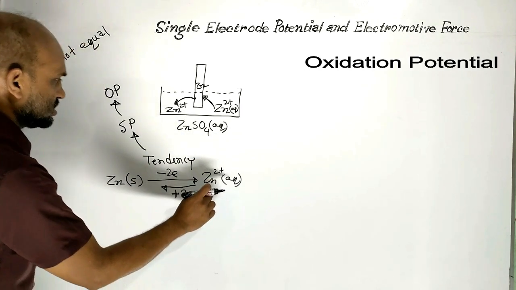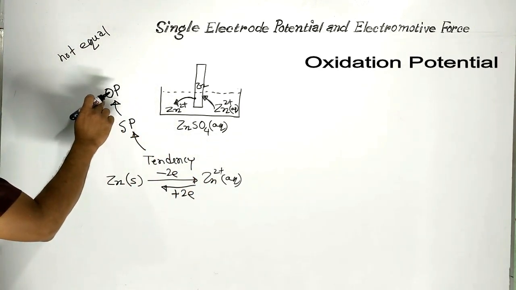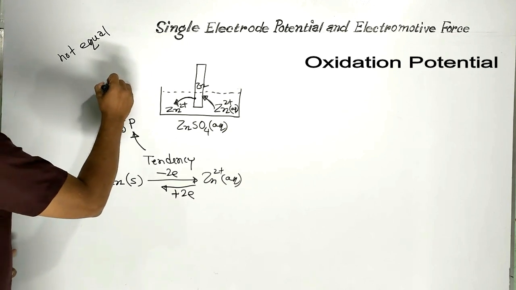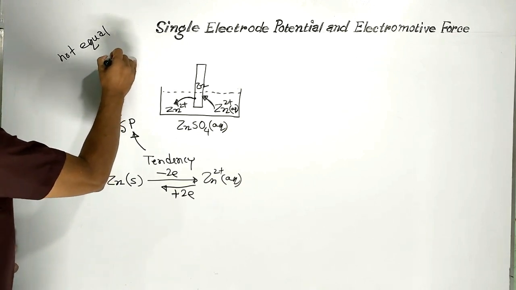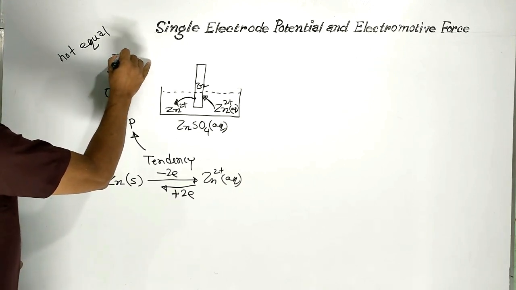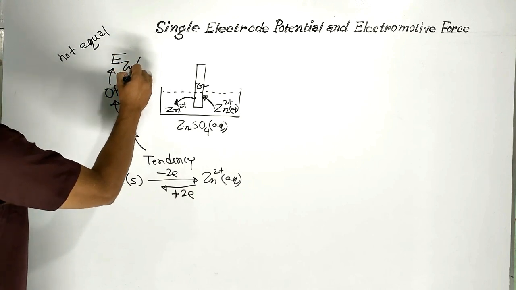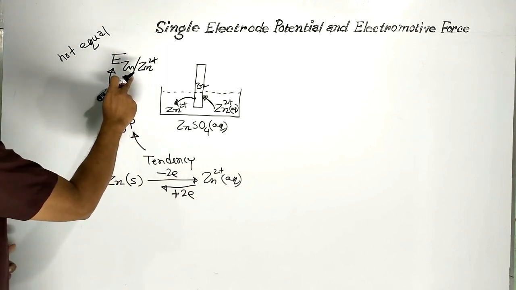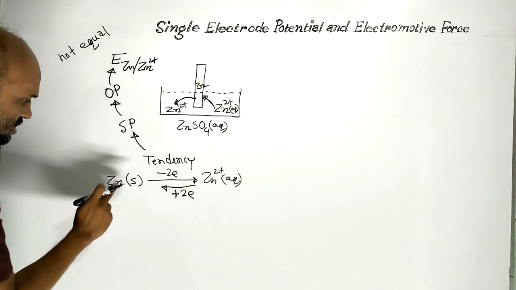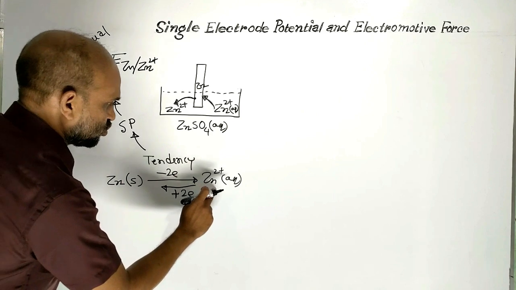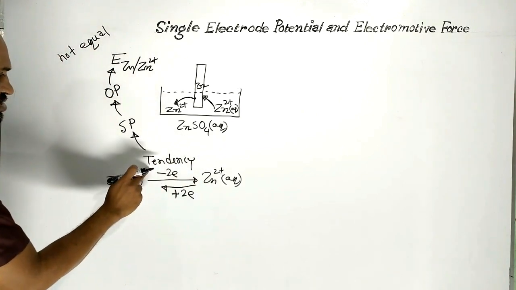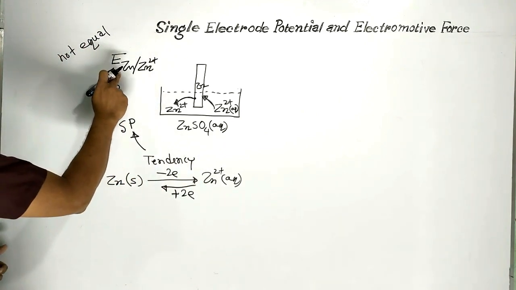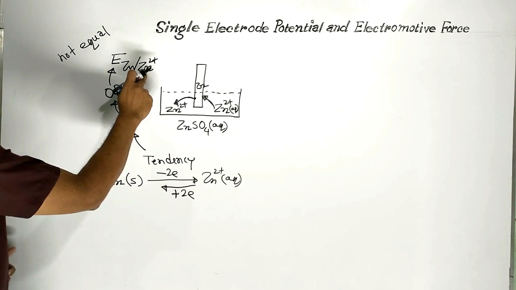This tendency is known as oxidation potential, which is denoted by E zinc 2 plus ion. This is a phase boundary. So, zinc atom to zinc 2 plus ion. This tendency is the oxidation potential of zinc.